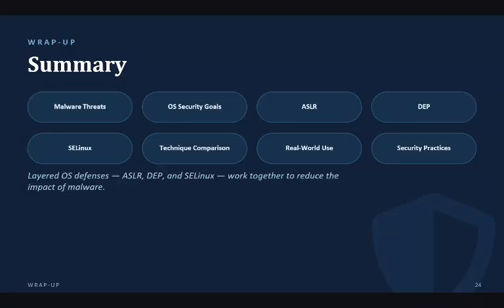To recap everything we have covered today, we looked at malware threats and how they spread, the core goals of OS security, and then three specific defense techniques: ASLR, which randomizes memory layout, DEP, which blocks code execution in data regions, and SELinux, which enforces mandatory access control policy. We compared these techniques directly, saw their real world application across Windows, Linux, and Android, and closed with security best practices. The key message: layered OS defenses, ASLR, DEP, and SELinux, work together to reduce the impact of malware. No single technique is sufficient on its own, but combined they form a strong defense in depth strategy.